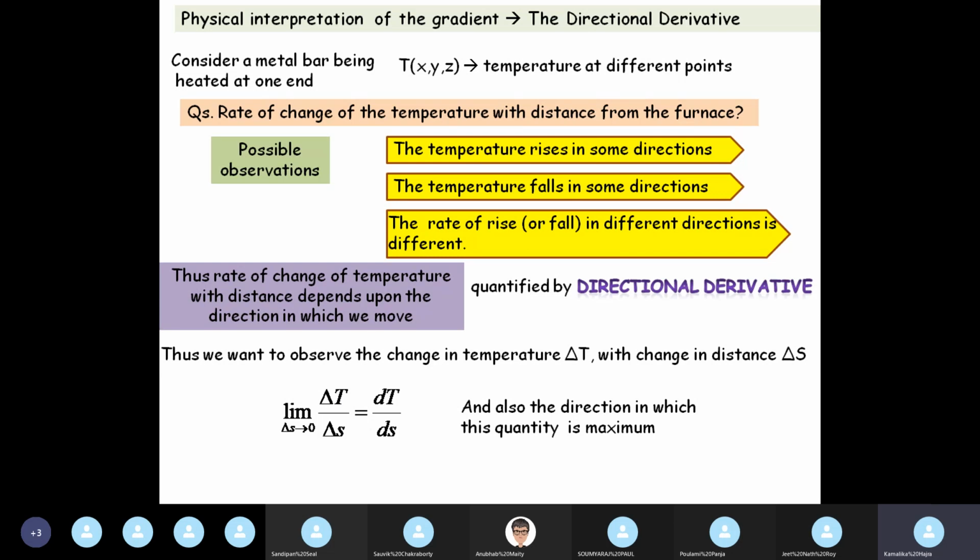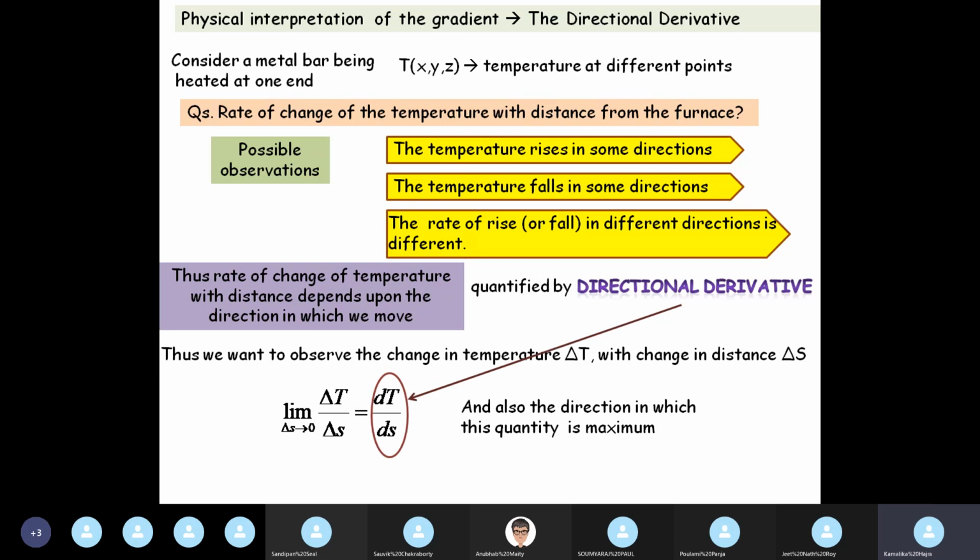And we see that this is the rate of change, but we also want to know the direction in which this quantity is maximum. So this will give us the rate of change of temperature with distance, but we also know that this rate of change is not the same in all directions. So although this quantity is a scalar, it is direction dependent. So we have got a scalar which is dependent on direction. That is what we are going to see.